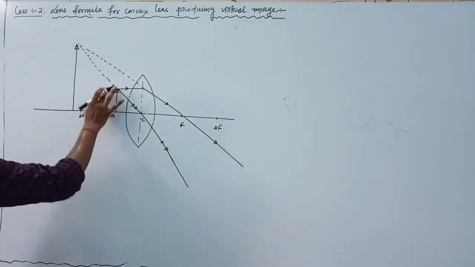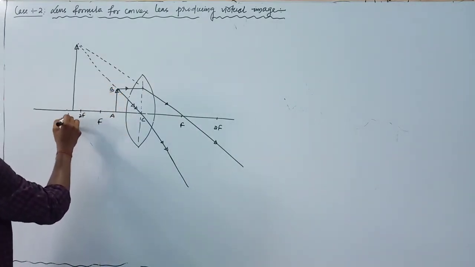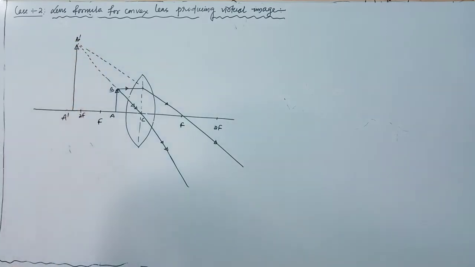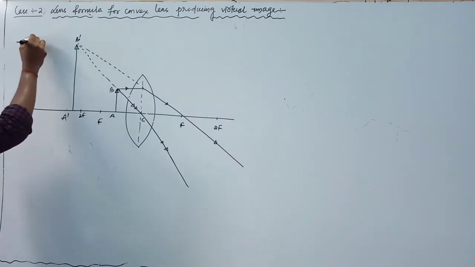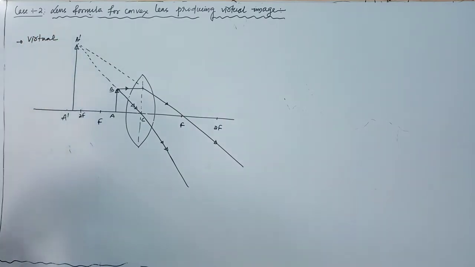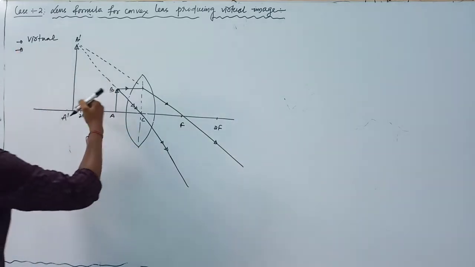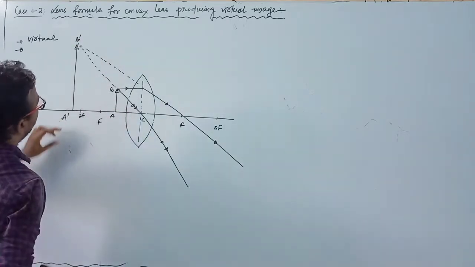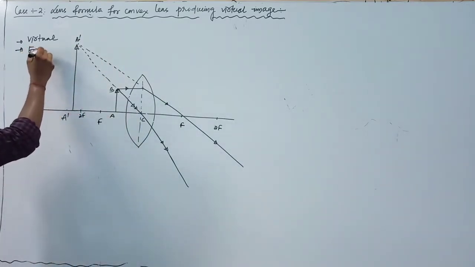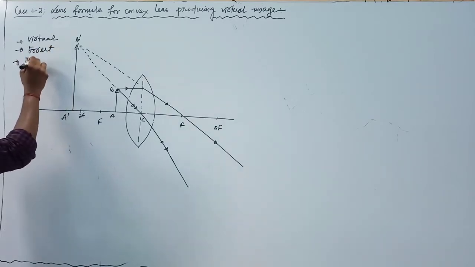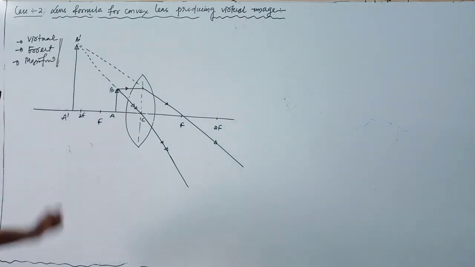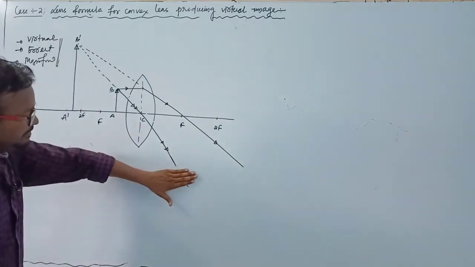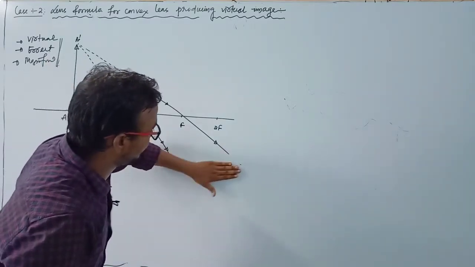This is the object AB, and the image we get is A'B'. Clear? And the nature of the image here is a virtual image. When the object is placed in between focus and optical center, we get a virtual image which is magnified as compared to the object, and which is erect. This is the nature of the image. Clear? Okay. Now we have to derive the formula by using this ray diagram.